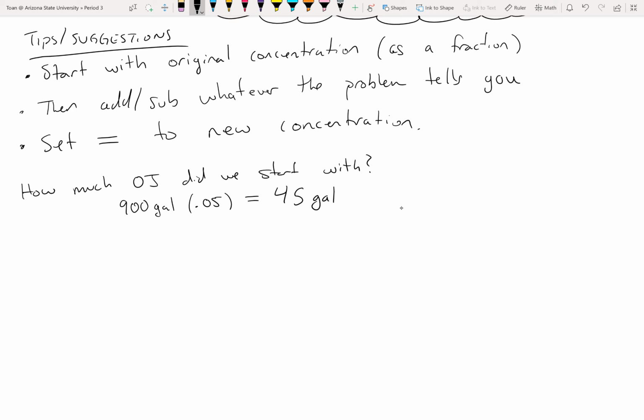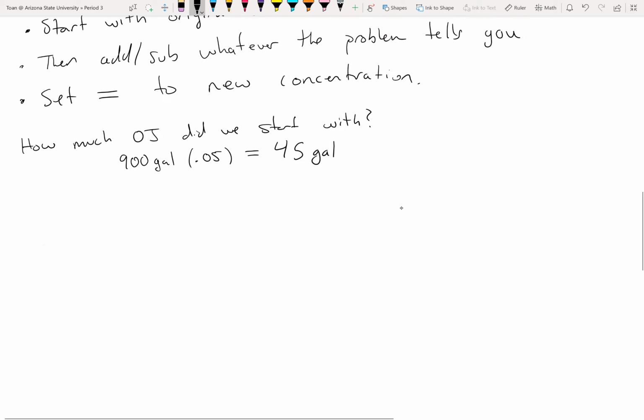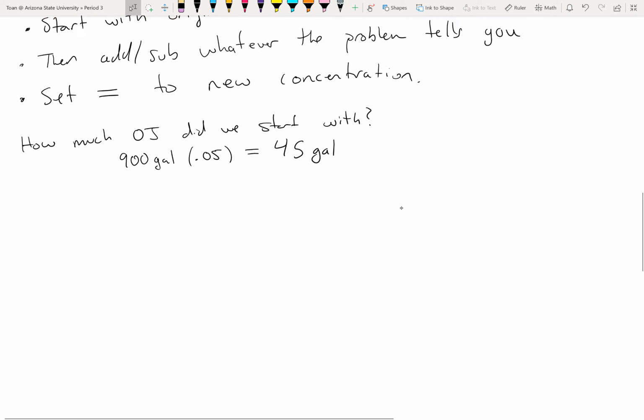Yeah. So what is our original concentration? Remember that concentration is stuff we have divided by the total. So we have 45 gallons of orange juice divided by 900 gallons total. You guys agree? That is our original concentration. This is where we got 5%. 45 OJ divided by 900 total.